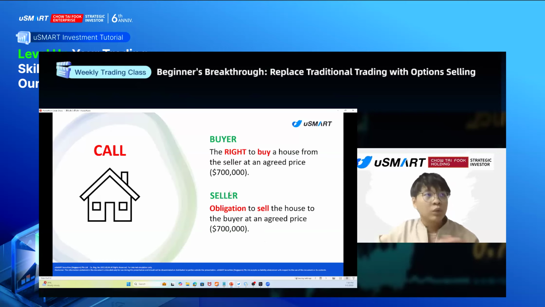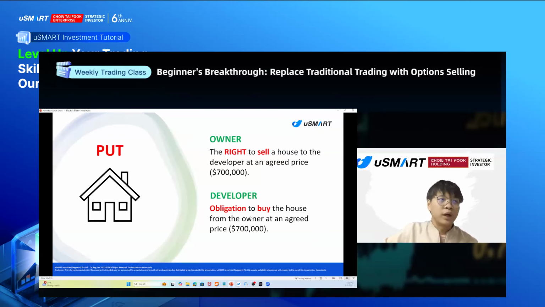So when it comes to call options, I as a seller actually need to ensure that I have the property on hand. So in this case, I will need to have the asset on hand. Meanwhile, the buyer doesn't need to have any asset on hand. The buyer only needs to pay a fee upfront, whereas I as the seller need to have the house on hand to ensure that when it comes to exercise, I have the house to sell to the buyer.